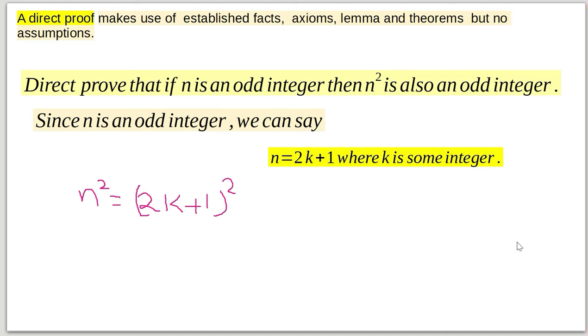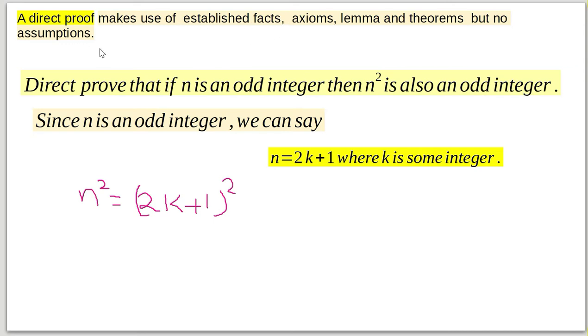So direct proof. We want to use direct proof to prove something. A direct proof makes use of established facts. It could be axioms, lemmas, theorems, but it cannot use assumptions. So they should be established facts.